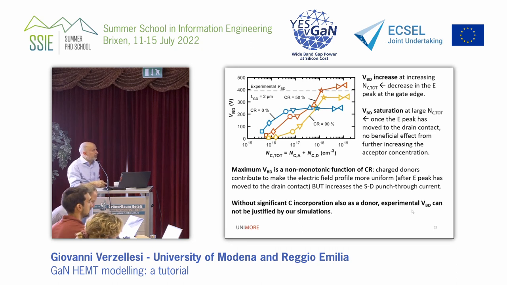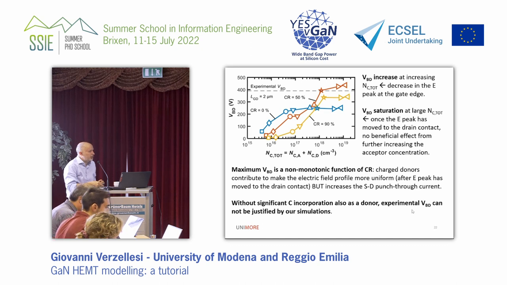So the breakdown increases with increasing total carbon concentration, as a result of a decrease in the electric field peak at the gate edge. And then there is a saturation for all the possible compensation ratios. There is a saturation in the breakdown voltage, and this is due to the fact that at some point the electric field peak moves from the gate edge to the drain edge. And as far as the saturation value for the breakdown voltage is concerned, there is a non-monotonic dependence on the compensation ratio.